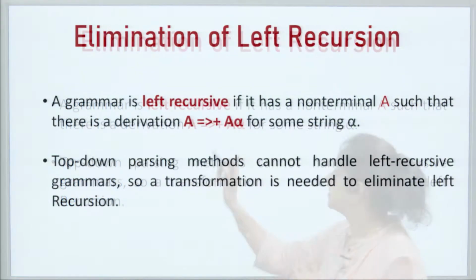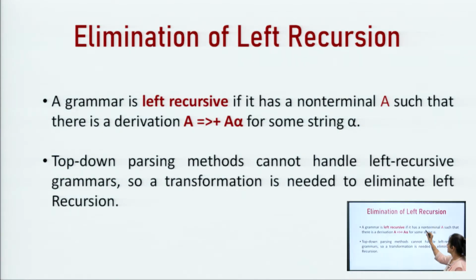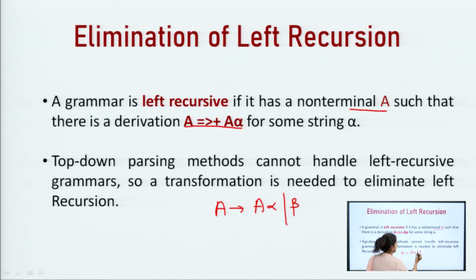A grammar is left recursive if it has a non-terminal A such that there is a derivation A derives, in one or more steps, A alpha for some string alpha. The grammar is like this: A to A alpha or beta. On the left-hand side of the production we have capital A, and on the right-hand side the leftmost symbol is again capital A. Such grammars are called left recursive grammars.